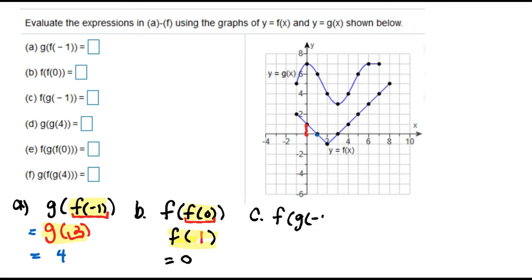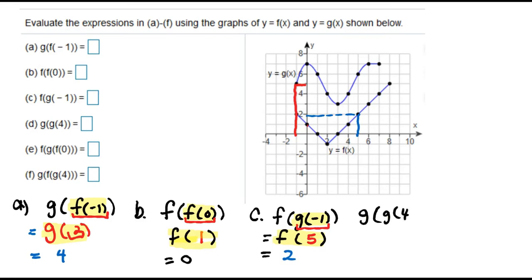F of g of -1. So we'll start with g of -1. We have an x value of -1. I'm going to go all the way up to the graph of g, and the y value is 5. So g of -1 is 5. Now I want to find f of 5. Here's where x is 5. I'm going up to the graph of f, and the y value there is 2. So f of g of -1 is 2. Let's try the next one.